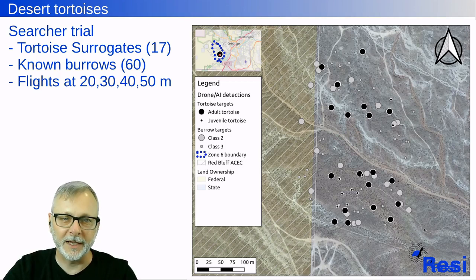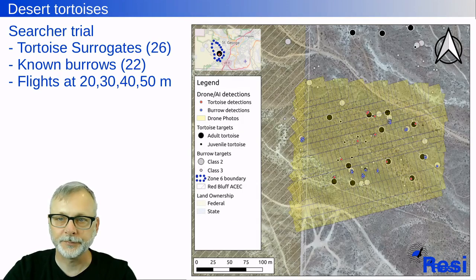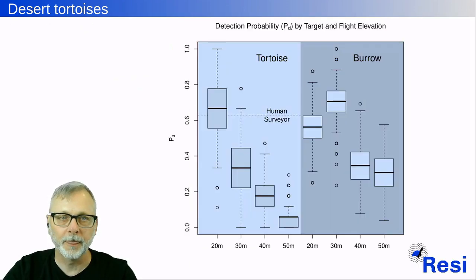We did flights at 20, 30, 40, and 50 meters of flight elevation to look at how the performance of the model presumably degraded as your flight elevation increased. Here are some of the results presented graphically. Again, the yellow rectangles are the actual drone photographs. The little red dots are tortoise detections. The blue dots are burrow detections. You can see that we found most of them since this is from 20 meters.